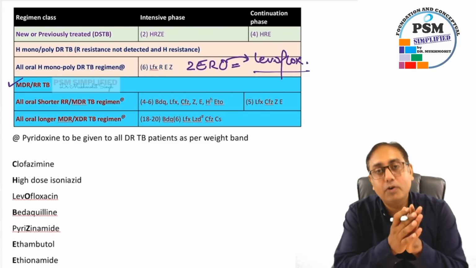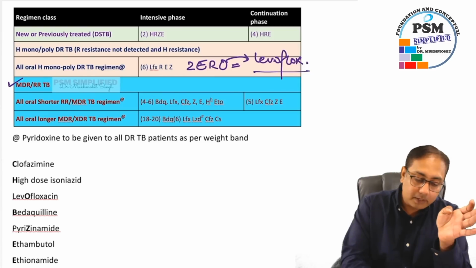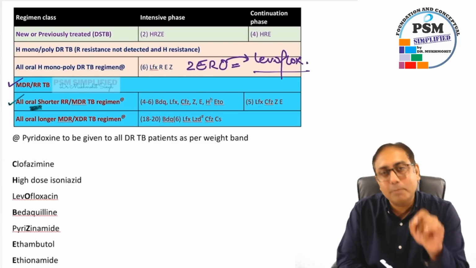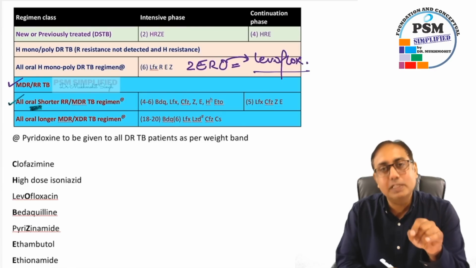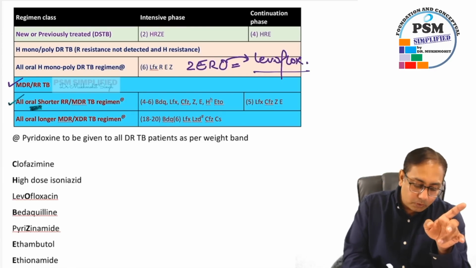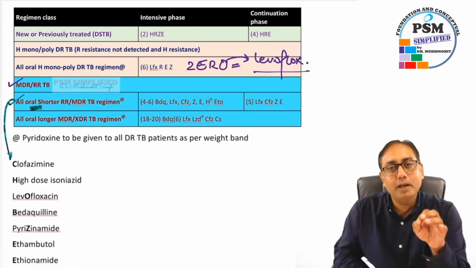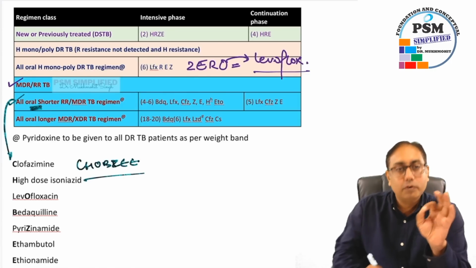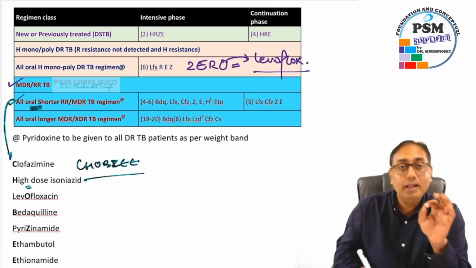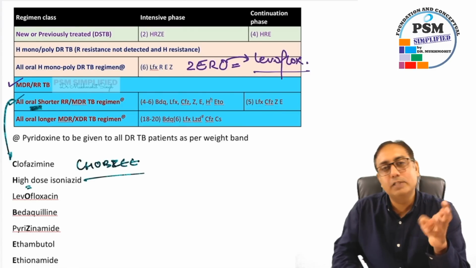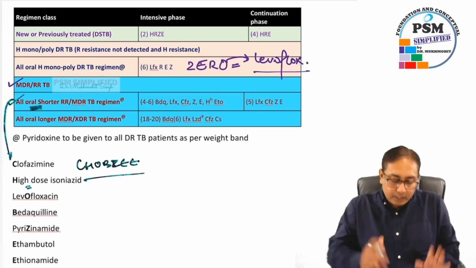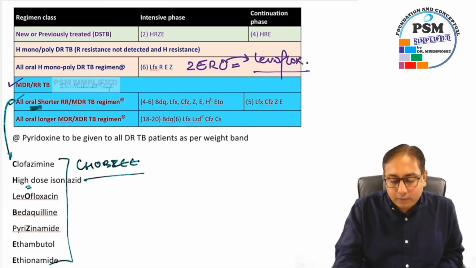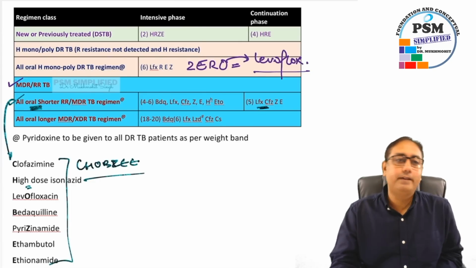For MDR/RR-TB or for XDR-TB, the Government of India is proud to say that there is an all-oral shorter MDR/RR-TB regimen. Earlier there was kanamycin injection. Now kanamycin has been replaced with bedaquiline. In the all-oral shorter MDR/RR-TB regimen, we are giving Ch.pox. What is Ch.pox? It stands for clofazimine, high-dose isoniazid, levofloxacin, B stands for bedaquiline, Z is for pyrazinamide, E is ethambutol, E is ethionamide. We give this for 4 to 6 months, and then for 5 months we are giving the Co-Z regimen.